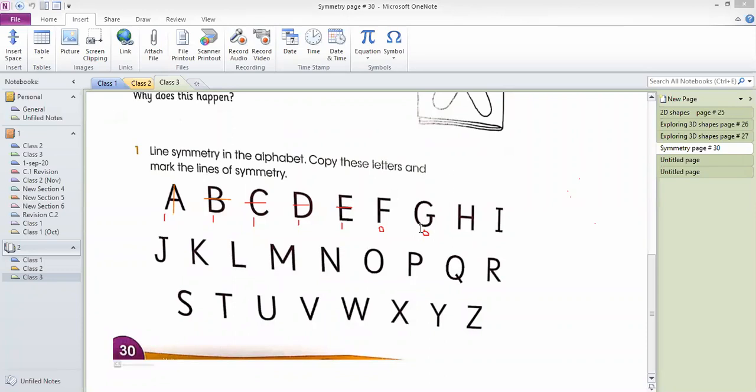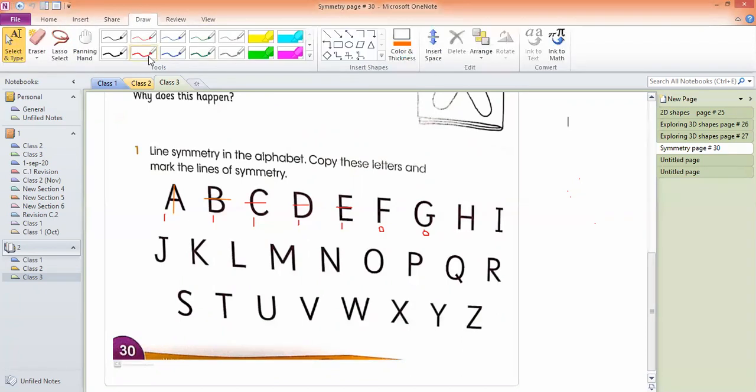Okay, let me draw here symmetry on H. There is one symmetry, that is vertical. This is vertical symmetry, and this is horizontal symmetry. And I will write here 2. So there are two symmetries in H.